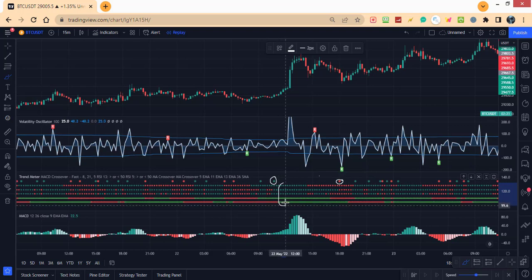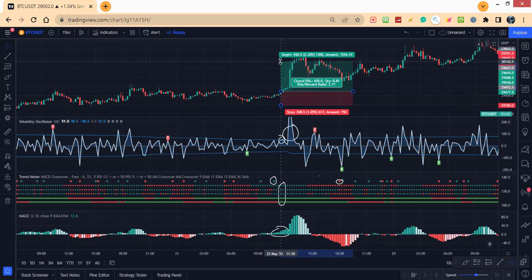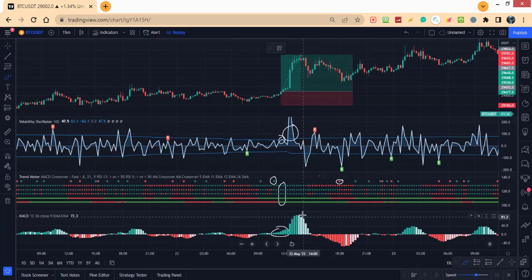For the setup, we'll look at the alignment of the Trend Meter. The Trend Meter consists of five things: the dots represent three Trend Meter alignments, and the lines below represent EMAs or moving averages. The Volatility Oscillator should be above the blue upper line in case of a buy signal, and the MACD should also show increasing buying volume. If we have all these things in alignment, this is a perfect buy signal for us.